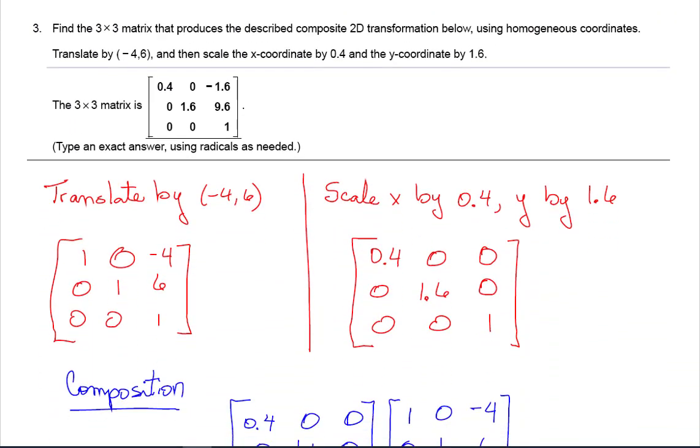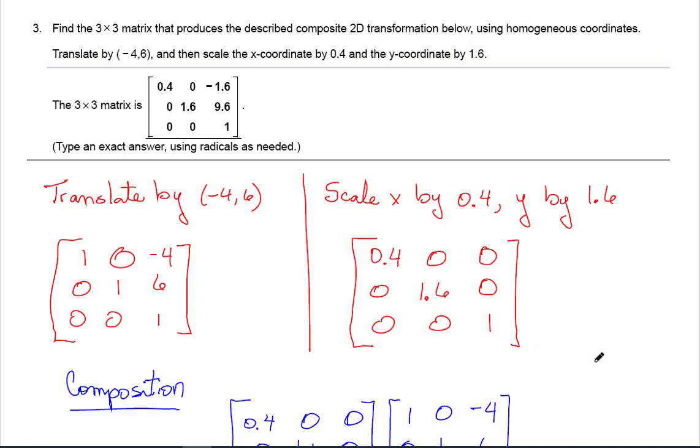All right, so what's going on here in question 3? Again, in R2, we are in homogeneous coordinates. We'd like to translate by -4, 6. Our translation matrix looks like the following. We'd like to scale the x and y coordinates by 0.4 and 1.6. So we see those there. Again, you see the last row and column.